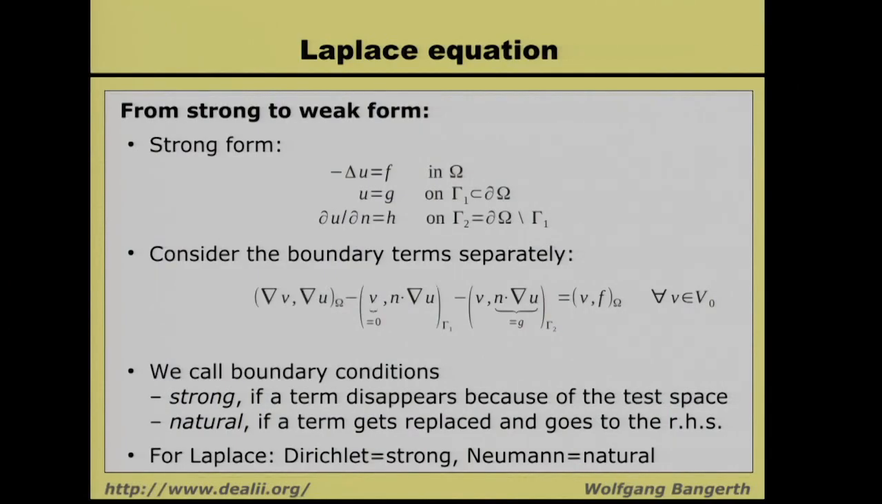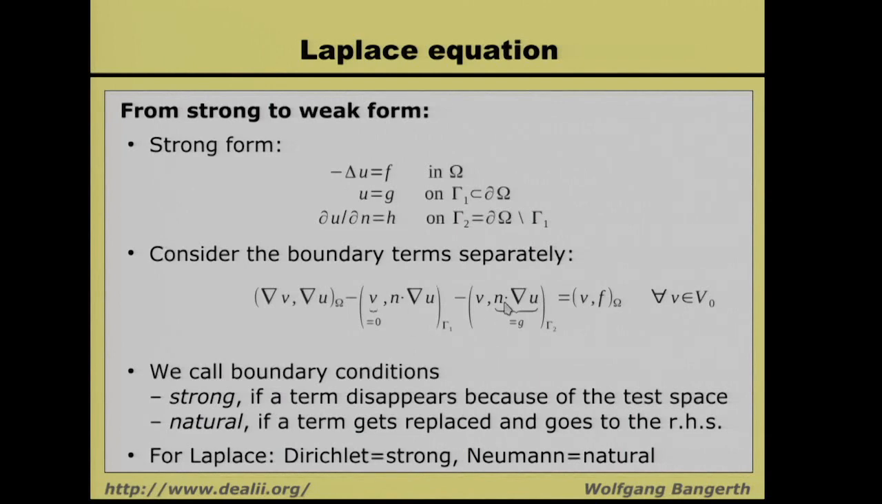I want to introduce a little bit of notation on this. In a case like this here, where the test function is 0 on a part of the boundary and the corresponding term disappears, that corresponds, of course, to this case u equals g, and that is something that we call strong boundary conditions. So u equals g corresponds to a term that disappears because the test function is 0 in that form.